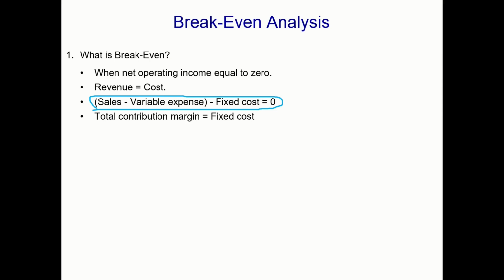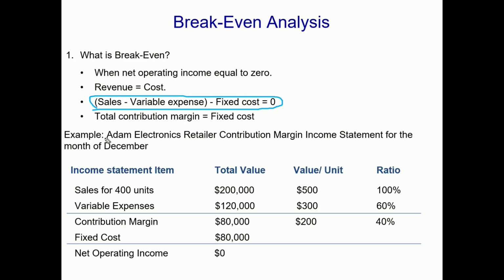Let's take a look at an example to illustrate the concept. Again, we're working with Adam Electronics. Adam is selling tablets. Each tablet Adam is selling is for $500. The variable cost per tablet is $300. 500 minus 300 is equal to $200 contribution margin per unit. If we take 200 divided by $500, that will give us the contribution margin percentage.